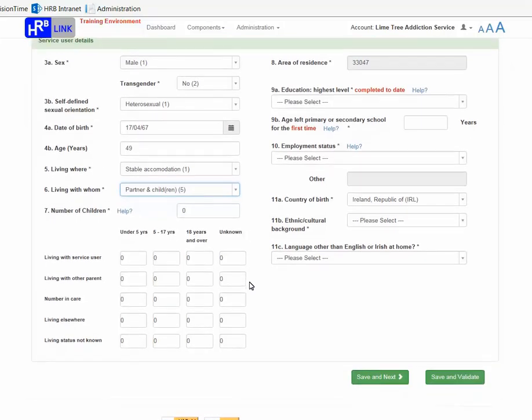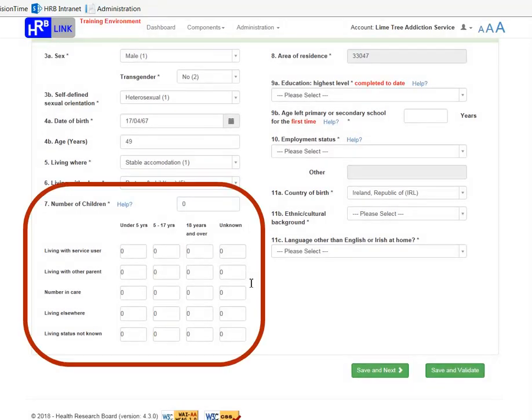Question 7. Number of children. This is an entirely new field that will allow for the recording of the number of children that a client has, whether they are under or over 18 years of age. The new question will enable information to be collected in three age bands: less than 5 years old, 5 to 17 years old, and 18 years and older.